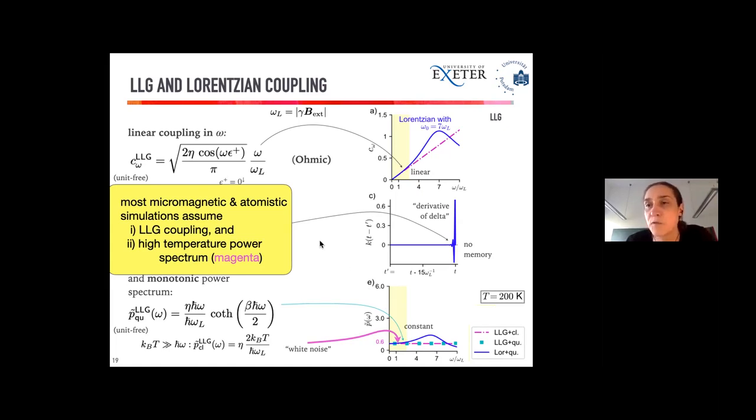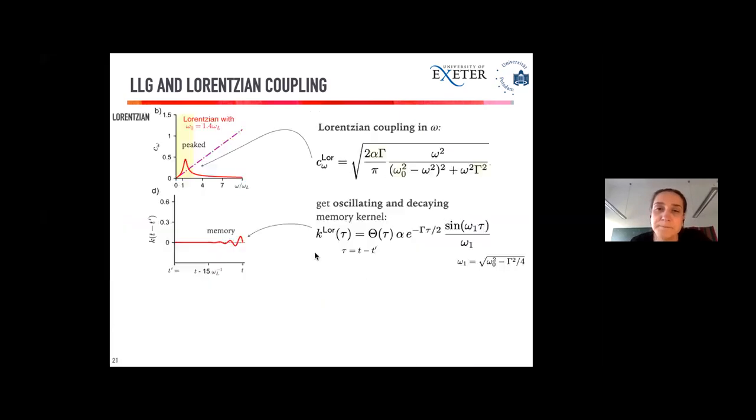So the question is, what is wrong? And there are many things that could be wrong, right? So it could be that it's classical simulations and they should be quantum. It could be that it shouldn't be LLG coupling. And that's what we're going to discuss next. So what happens if we take into account a different coupling? So let's look at a Lorentzian coupling.